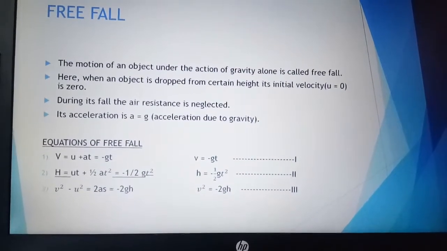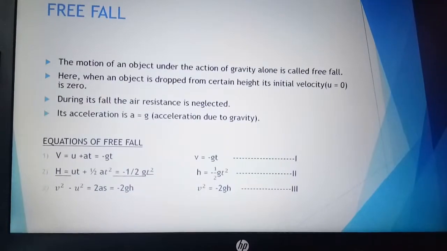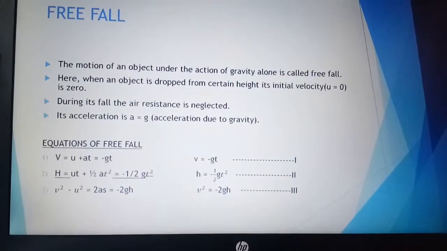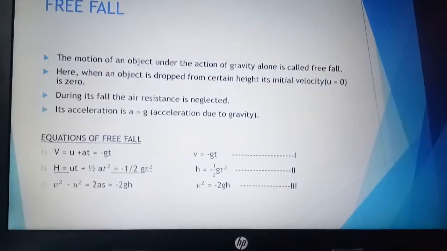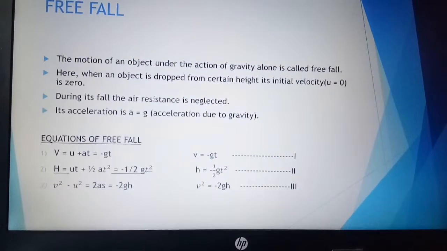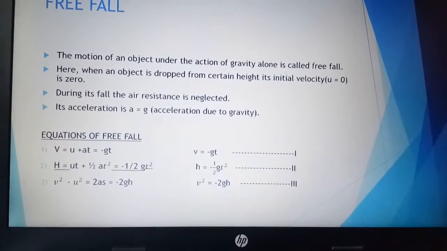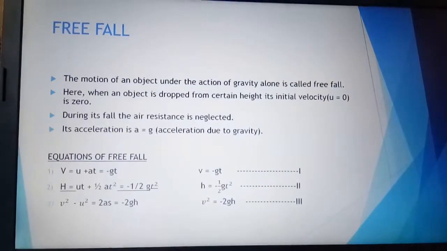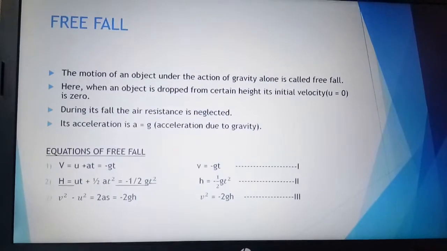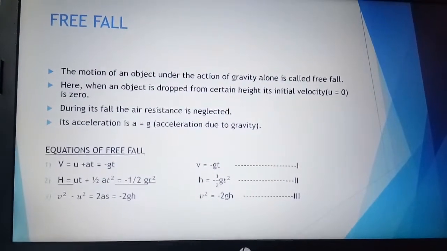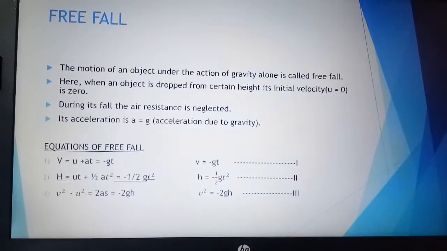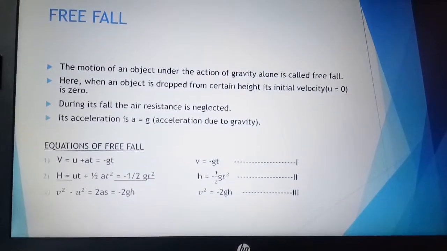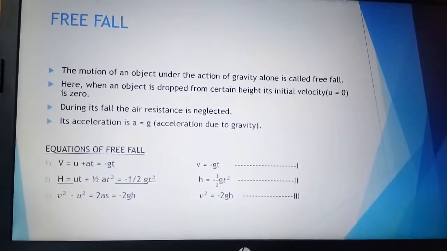Now the third one, v square minus u square is equal to 2as. Substituting s as the h, the depth through which it is falling, and a as g, that is acceleration due to gravity, u as equal to 0, then we get finally v square equal to minus 2gh. These are the equations of free fall.